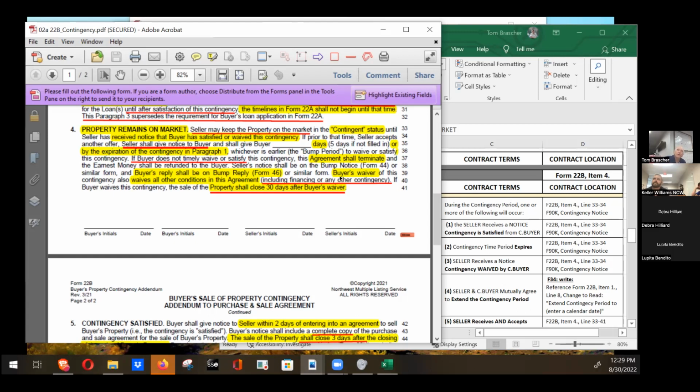Seller's notice shall be on the bump notice form 44 or similar, and buyer's reply shall be on a bump reply form 46 or similar. Buyer's waiver of this contingency also waives all other conditions in this agreement, including financing and any other contingency. If buyer waives this contingency, the sale of this property shall close 30 days after buyer's waiver.